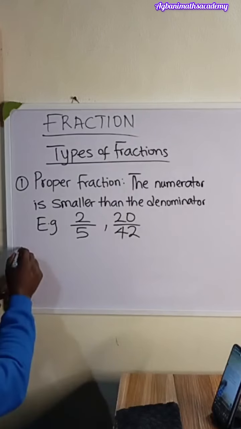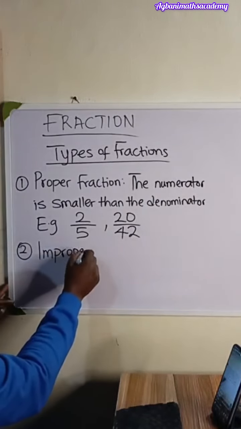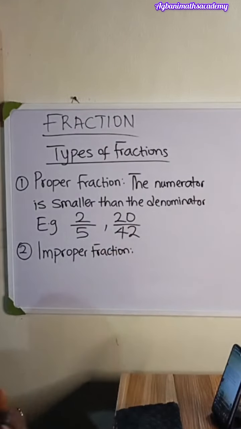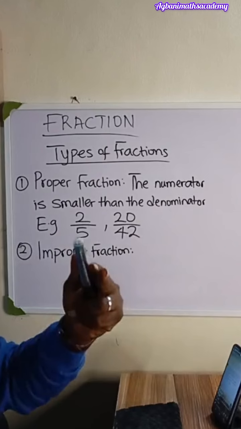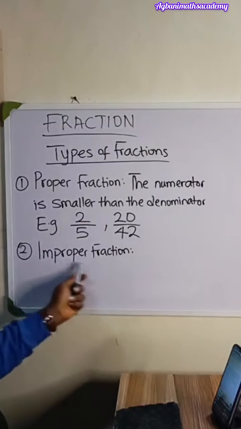The second type of fraction is improper. So in the case of an improper fraction, the numerator is larger than the denominator. That is, the number at the top is larger than the number at the bottom. So that's why it is called improper fraction.